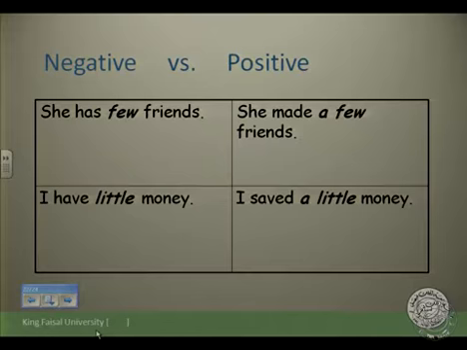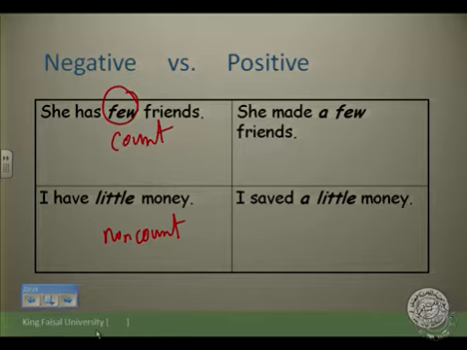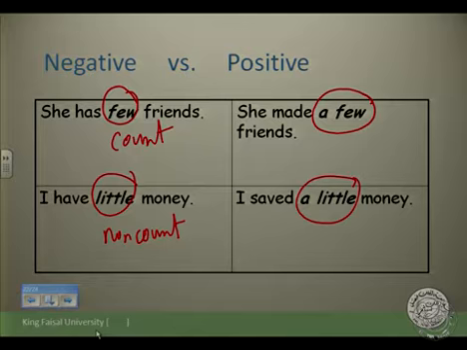She has few friends. She made a few friends. I have little money. I saved a little money. So what's the difference between few and little? Few is used for count nouns. So this is for count nouns, and this is for non-count. But what's the difference between few and a few? What's the difference between little and a little? The difference is in the expression.